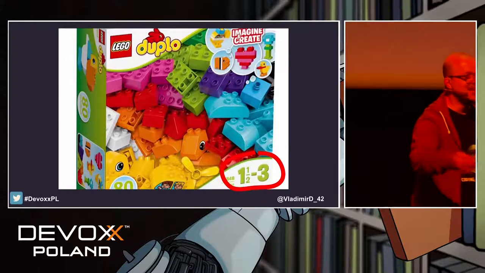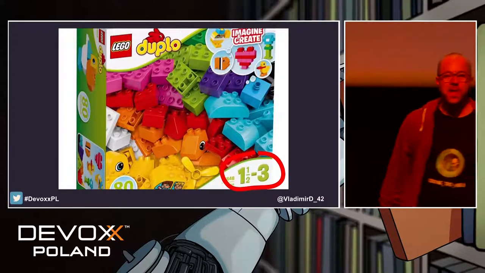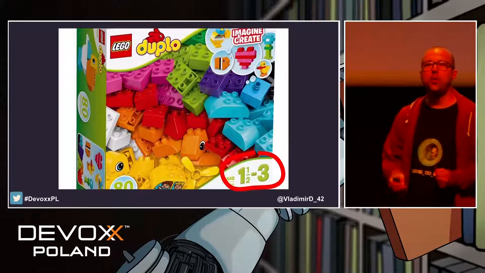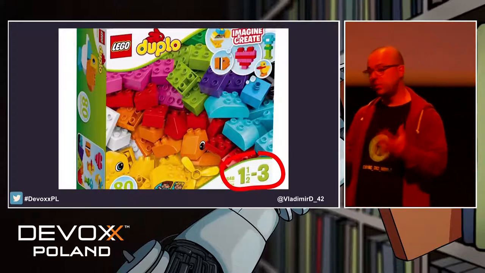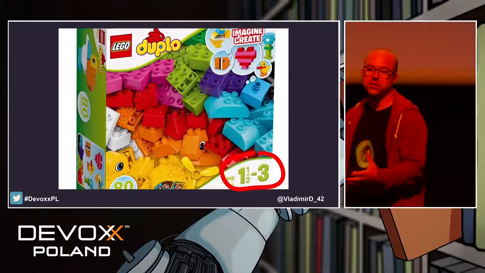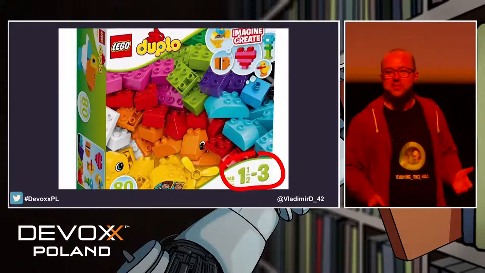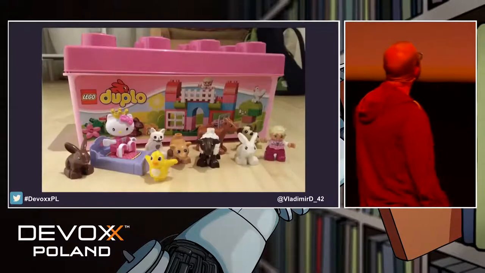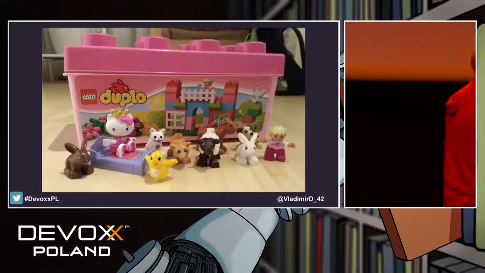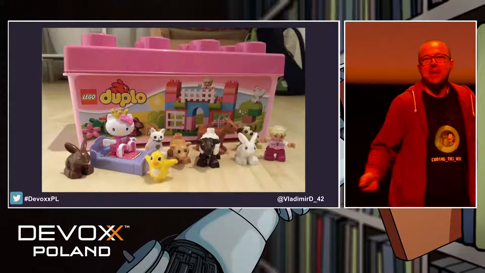Well, precisely, I didn't. I bought it right away. And in my defense, everybody always told me that my daughter is very smart for her age, very advanced for her age. So I said, okay, her 11 months is somebody else's 1.5. So why not? Of course, it had to be pink because she's a girl.